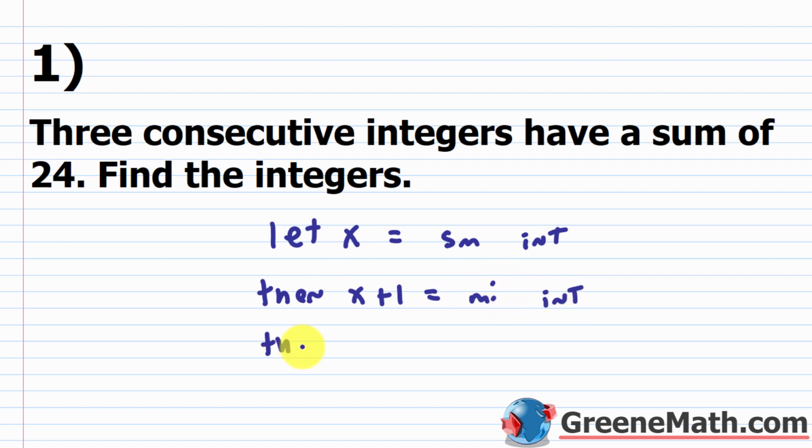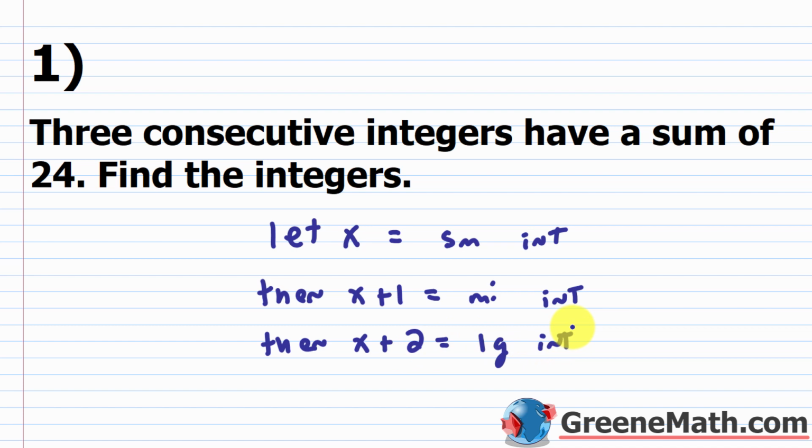And then if we add another 1 to this one, or 2 from the first one, then we're going to get to the largest. So let's go x plus, again, you can go x plus 1 and then plus 1, but really it's just x plus 2. So let's just write that way. And this is our largest. I'm just going to put LG integer.